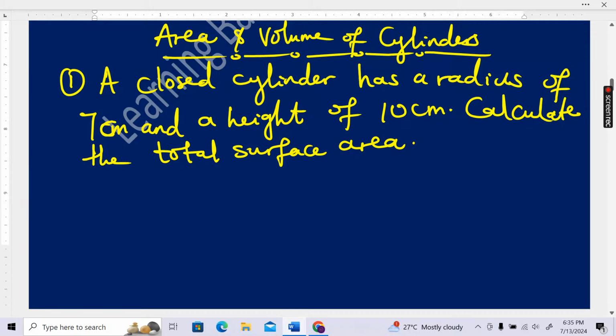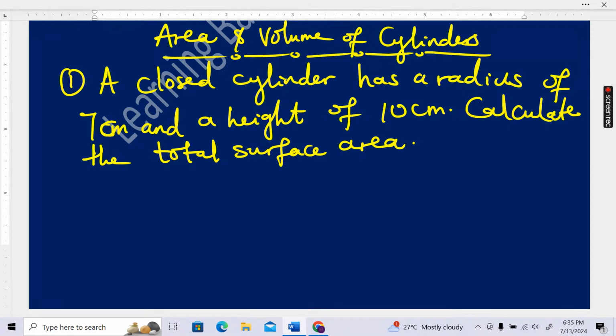A closed cylinder has a radius of 7 centimeters and a height of 10 centimeters. Calculate the total surface area of the cylinder.